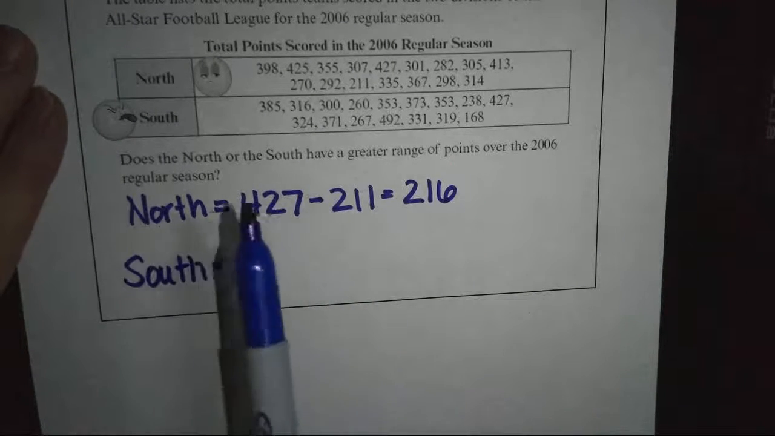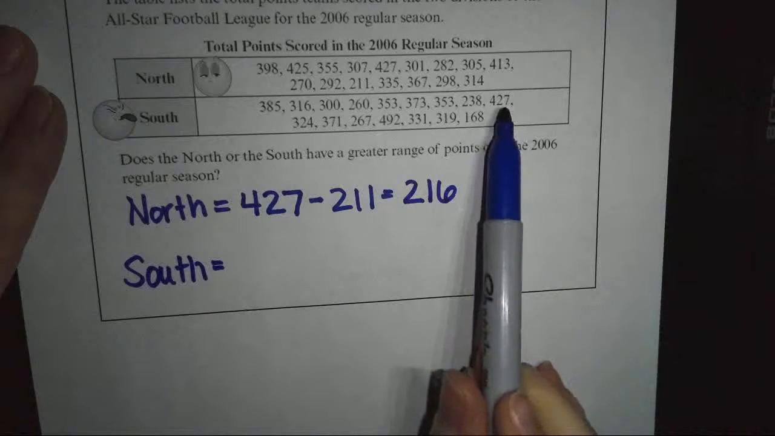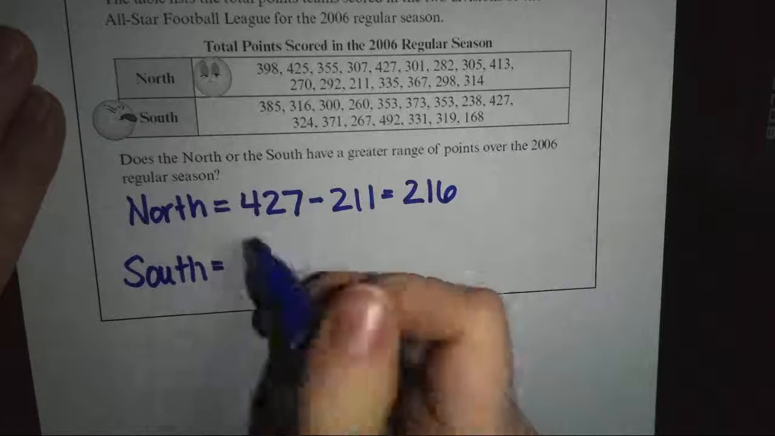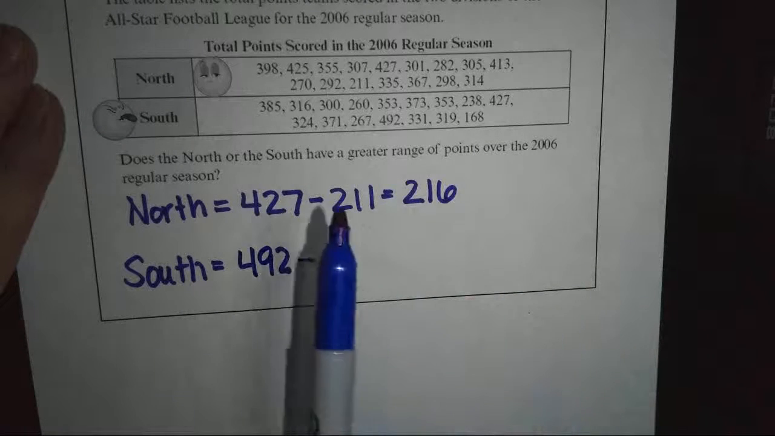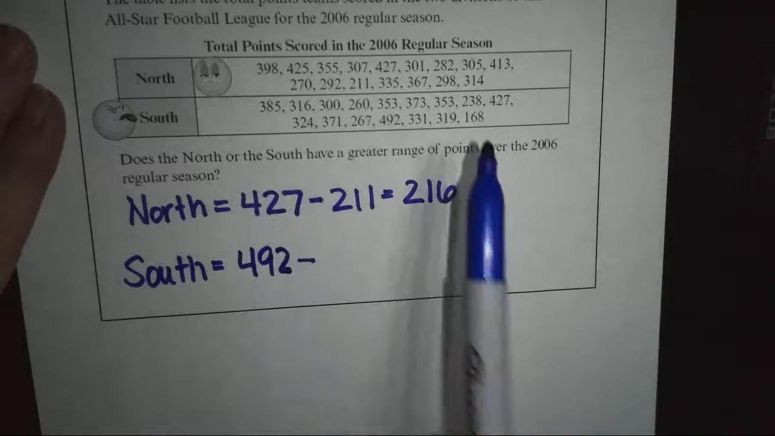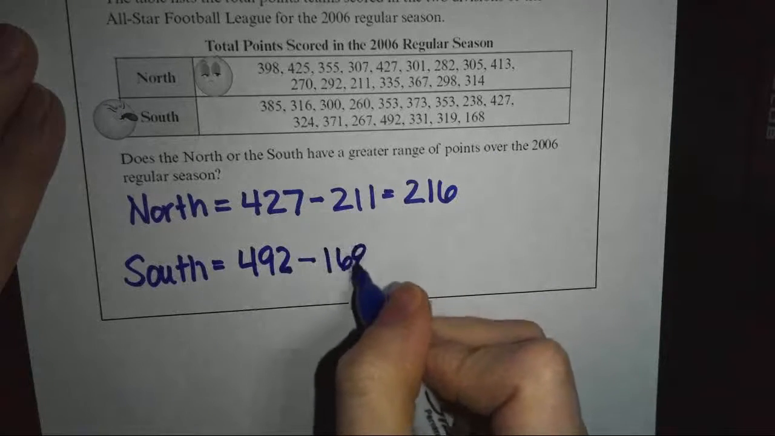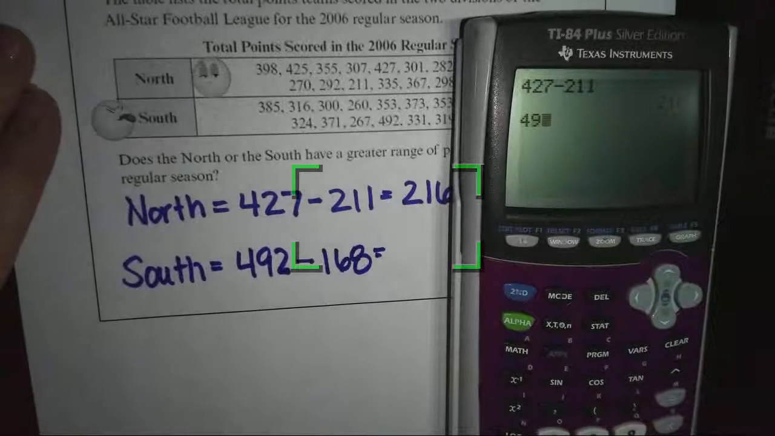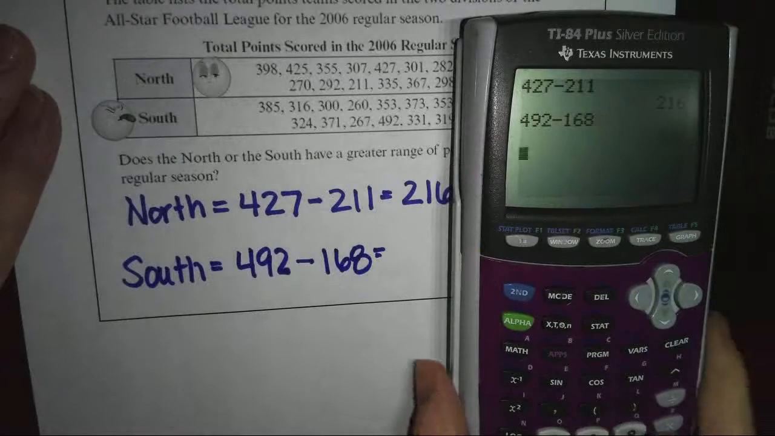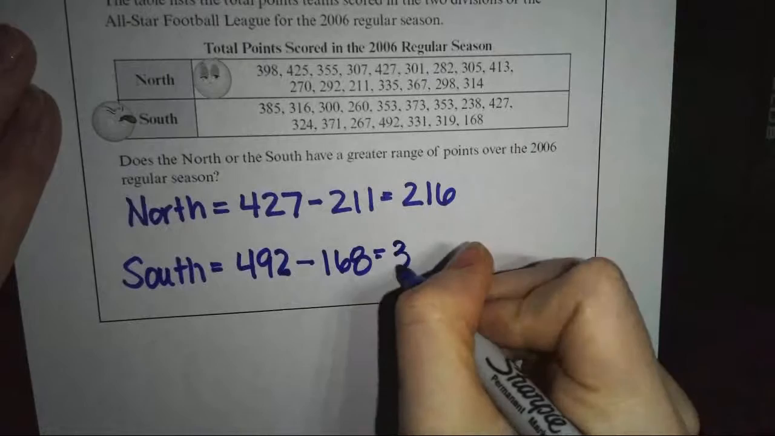We want to take the biggest point value for the south, which again looks like 492. I need a bigger one. Okay, and we want to subtract their smallest point value. So their smallest point value is 168. All right, so we've got 492 minus 168, which gives us 324.